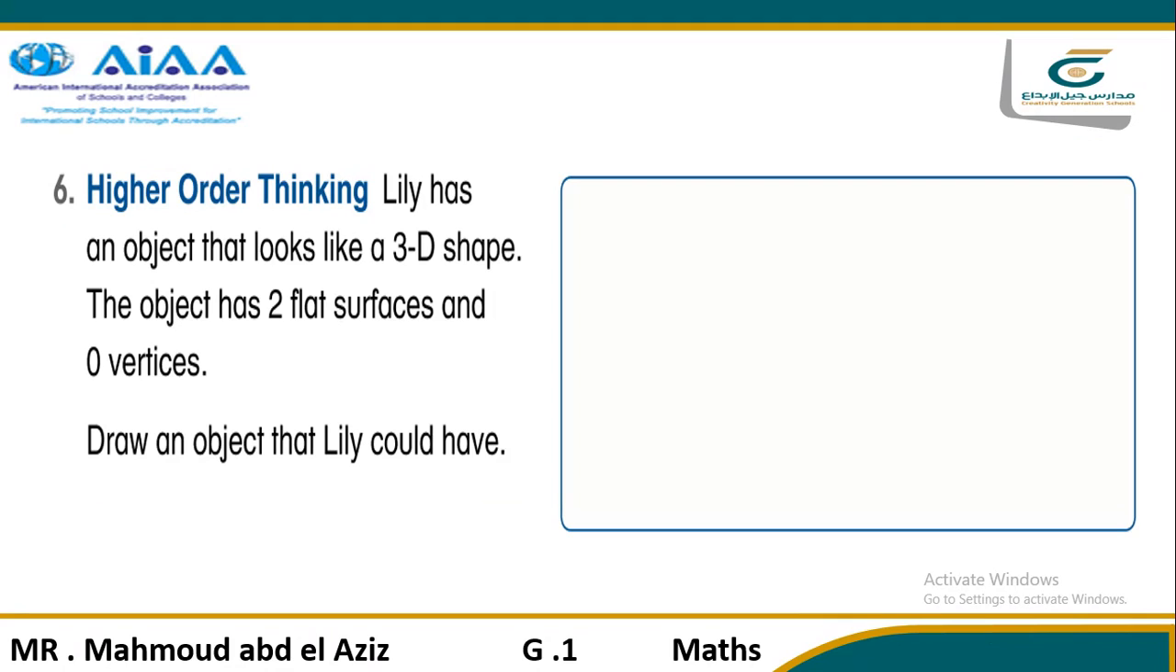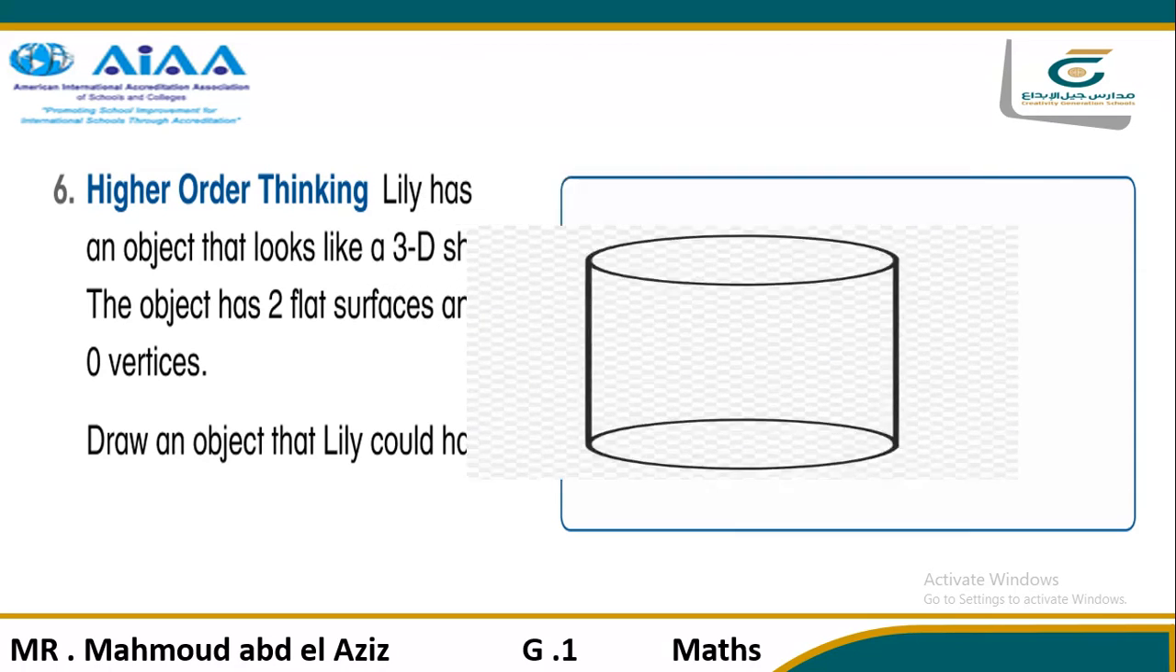Another question. Lily has an object that looks like a 3D shape. The object has 2 flat surfaces and 0 vertices. Draw an object that Lily could have. What is the 3D shape which has 2 flat surfaces and 0 vertices? Think. Yes, it's a cylinder.